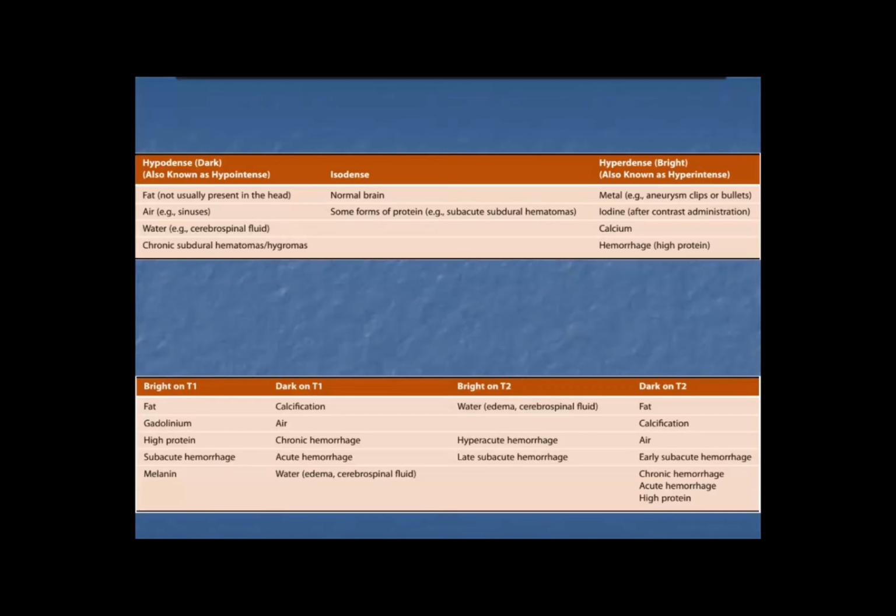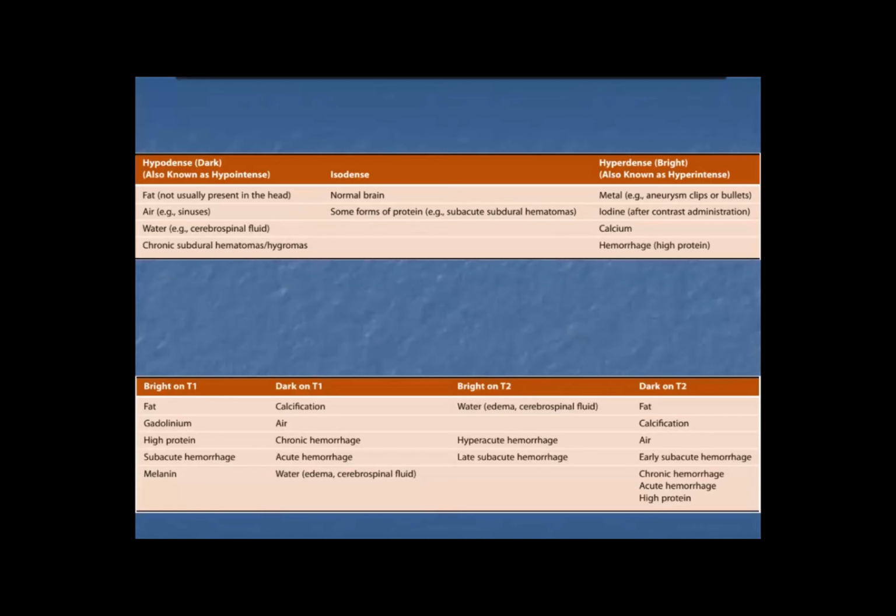On MRI image, T1 and T2 weighted image have different signals. The hyperintensity is bright on T1 weighted image. The fat, the gadolinium, the high protein, the subacute hemorrhage, and the melanin are bright on T1. And the calcification, air, chronic hemorrhage, acute hemorrhage, and water are dark on T1 weighted image.